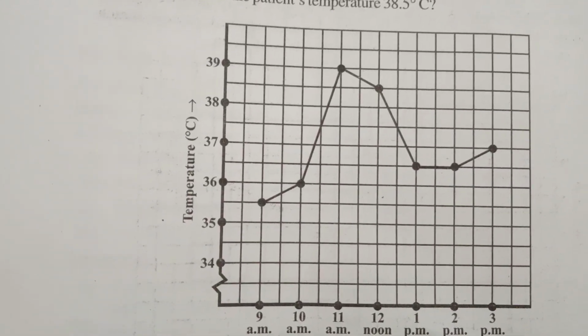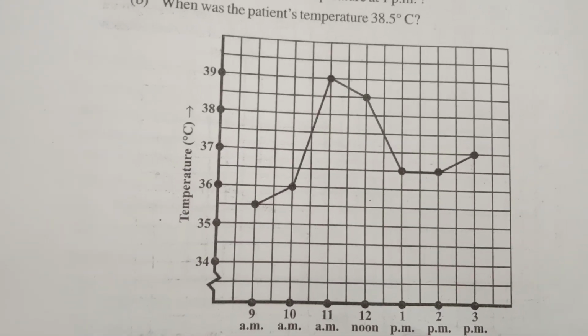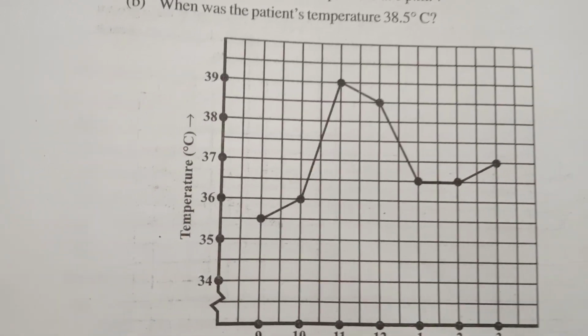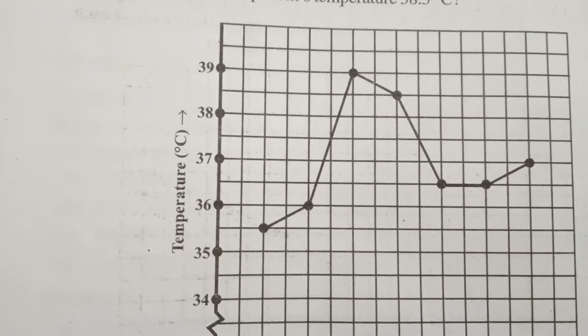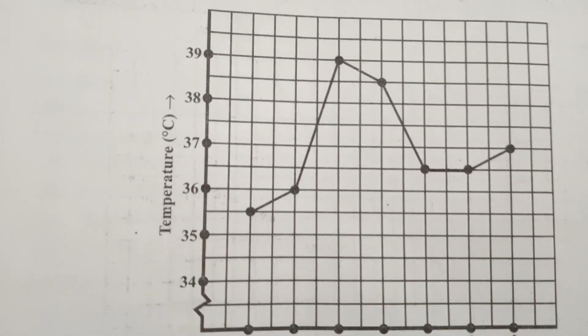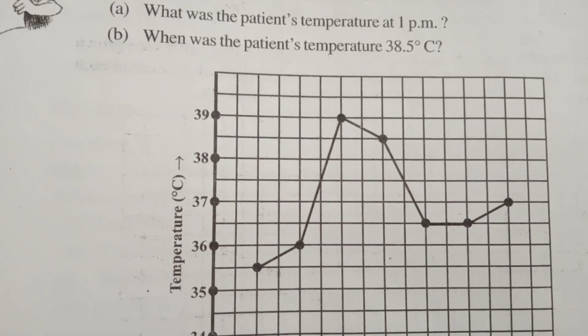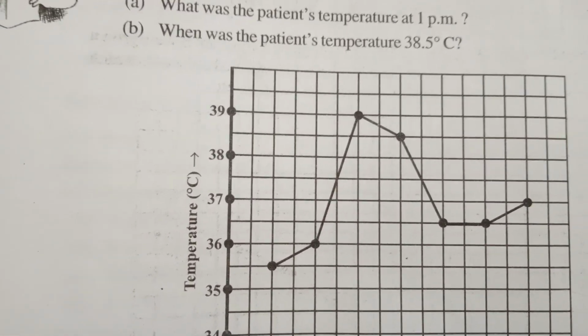So what was the patient's temperature at 1 p.m.? You see, at 1 p.m., what is the patient's temperature? Clearly you can see that it is 35 degrees Celsius. Second question: when was the patient's temperature 38.5 degrees Celsius?